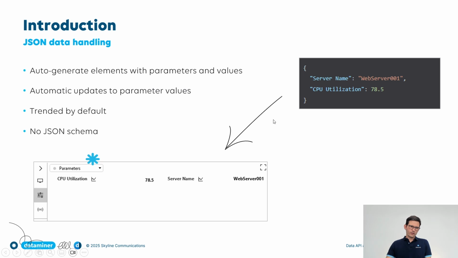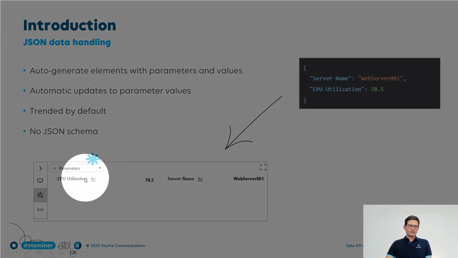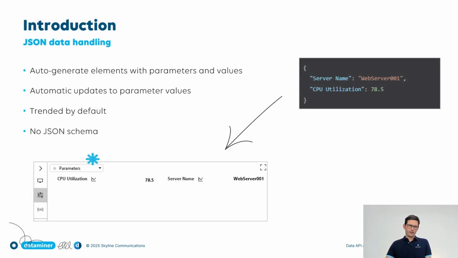By default, all the parameters are trended. That makes perfect sense for numbers. We will probably disable automatic trending for strings in one of the upcoming versions of Data API. Nevertheless, you can still always change or tweak the trending template. So even today, although everything is trended by default, feel free to go in, change the trend template, and uncheck the trending for the parameters you don't want to trend.